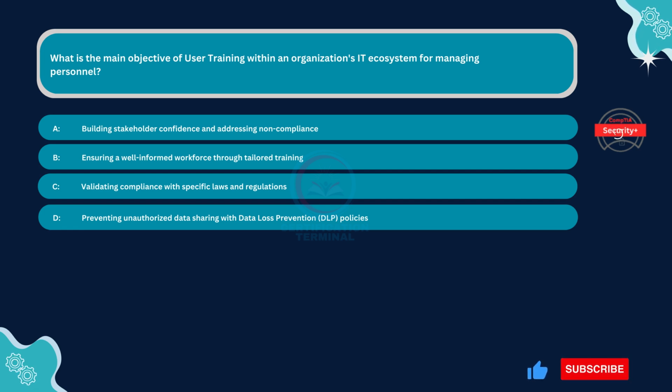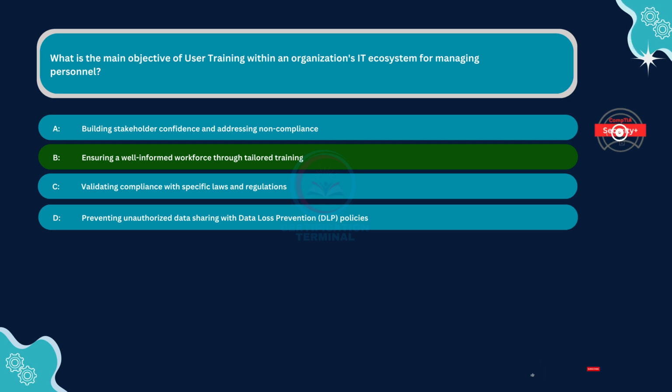The correct answer is Option B, ensuring a well-informed workforce through tailored training. The main objective of user training within an organization's IT ecosystem for managing personnel is to ensure a well-informed workforce through tailored training. This involves providing employees with the knowledge, skills, and resources they need to effectively use IT systems and applications, understand security risks, and follow best practices for data protection. Tailored training programs can address specific job roles, responsibilities, and technology requirements, thereby enhancing overall organizational productivity and security.